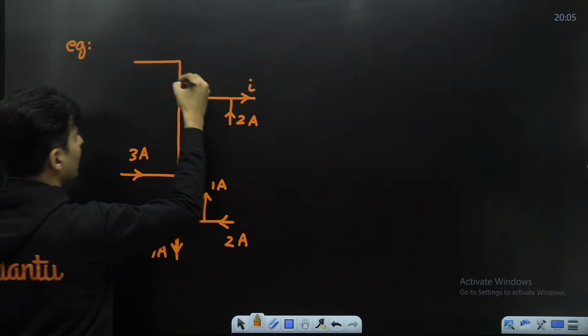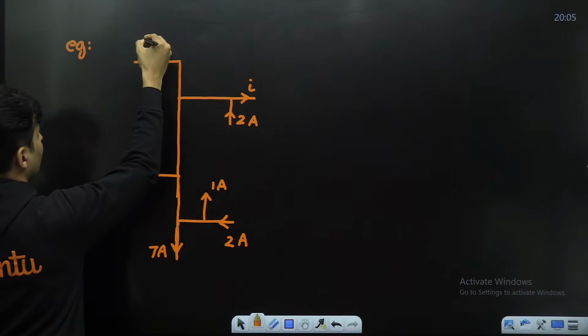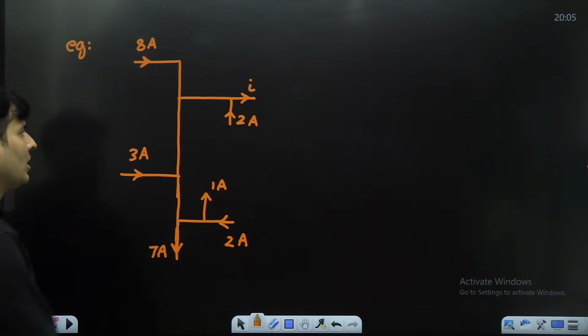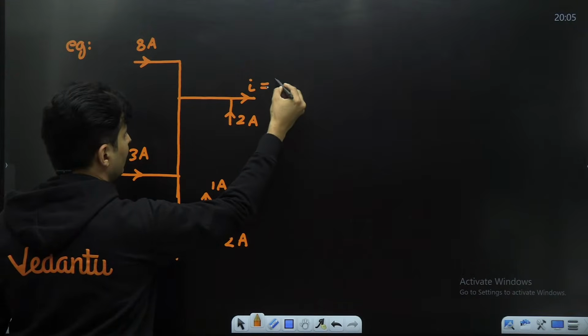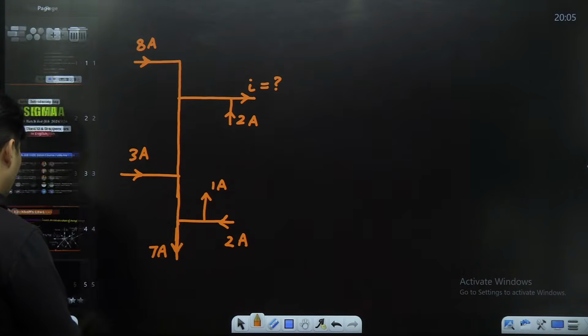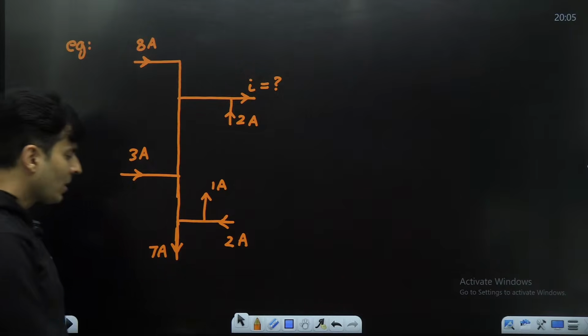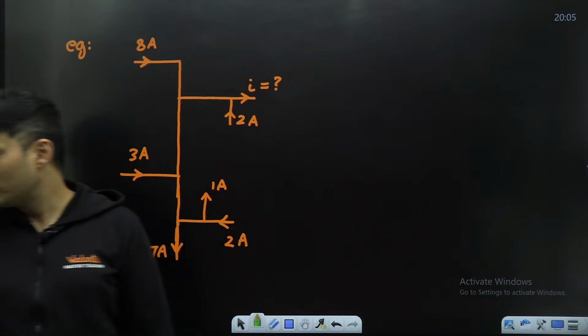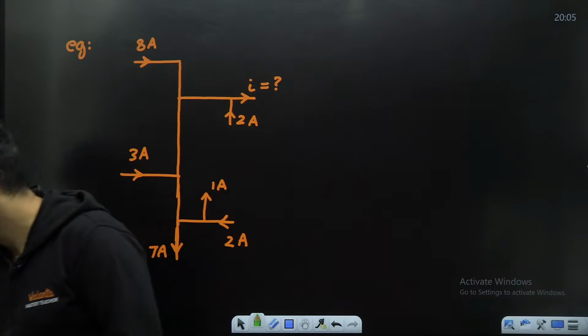This is I. Let's say this is 8 amperes. I have just put up some values. The question is, can you find the value of I? Can you find the value of I? A lot of other diagrams can also be drawn. This is just one variety.